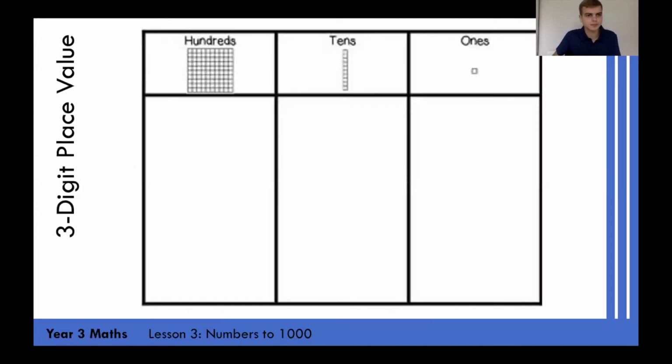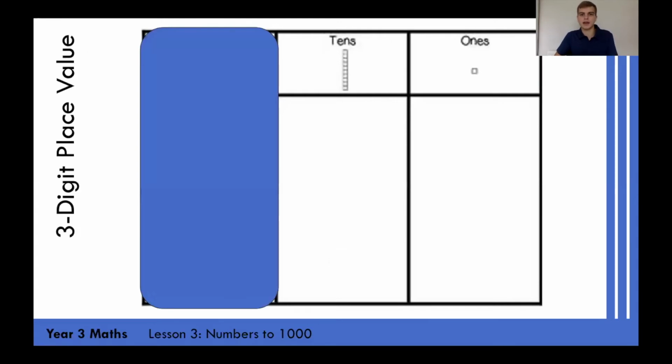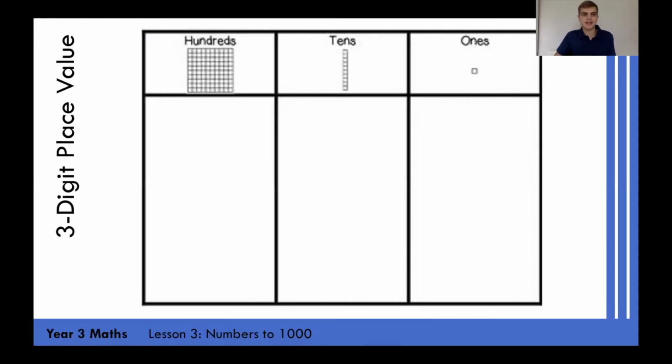Fantastic. So, on our place value grid, when we looked at 2-digit numbers, we had tens and ones. But when we are looking at 3-digit numbers, we need to add an extra column before the tens, and that is our hundreds column. So this column shows us how many hundreds there are in my number. This column shows me how many tens there are in my number, and this column shows me how many ones there are in my number.